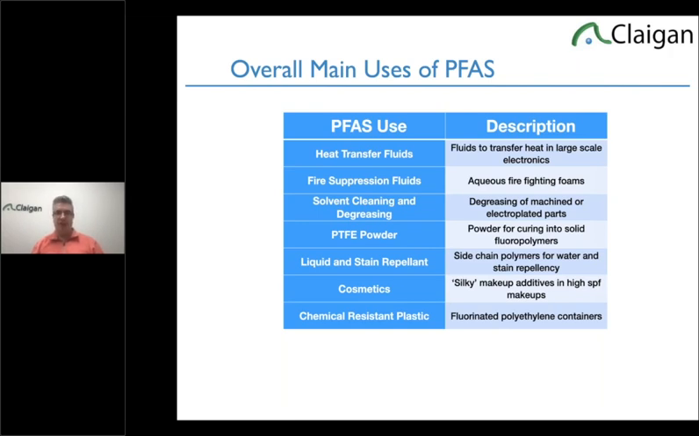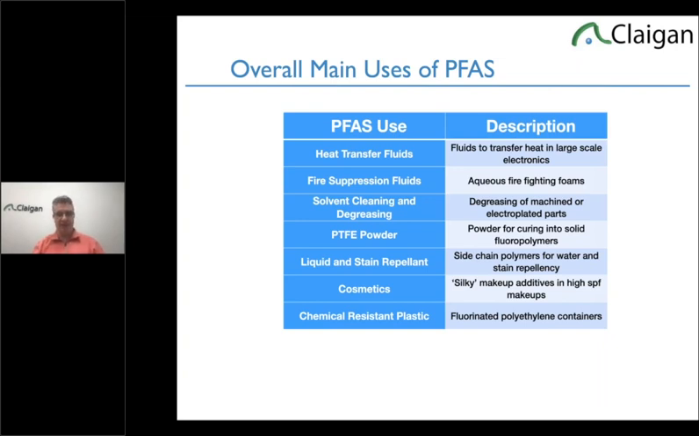So your fire extinguisher in your kitchen or the extinguisher system in your building, that's usually C6, so 6 carbons long, PFOA is 8. Firefighting foams based on that, and it's all fluoro. It's all fluoro PFASs. Solvent cleaning and degreasing. So if you have machined parts, or even more commonly electroplated parts, we have a part that's machined and electroplated on top, they do a cleaning and degreasing. Most cleaning and degreasing is with a PFAS family called fluoroethers.